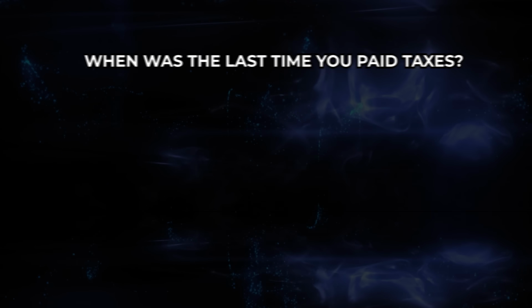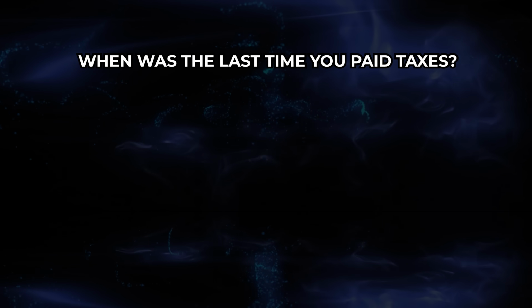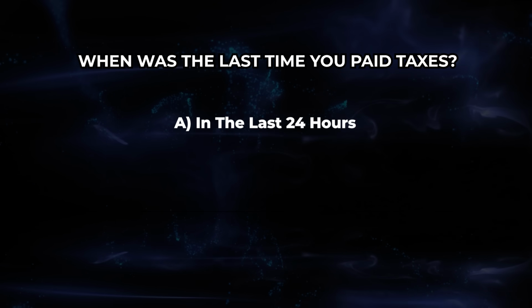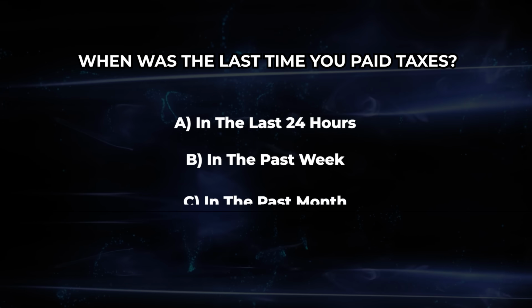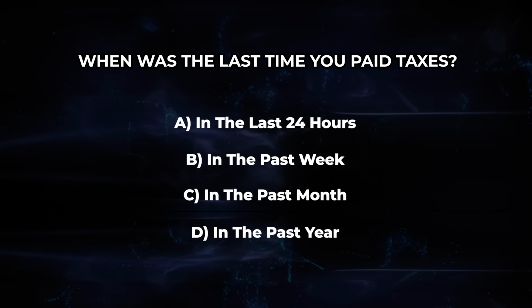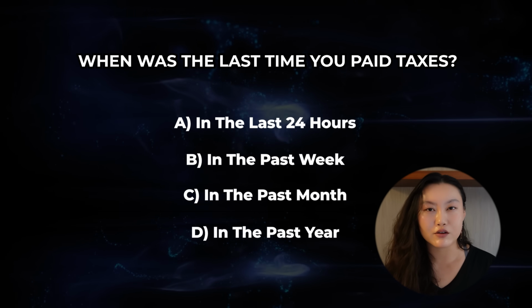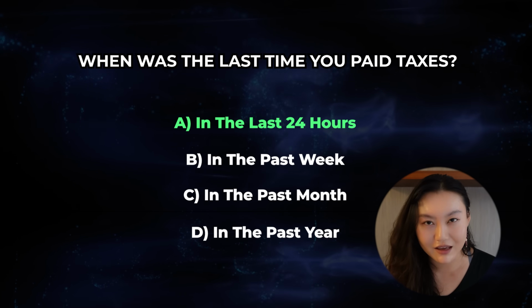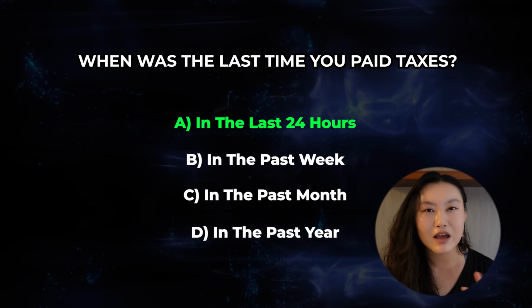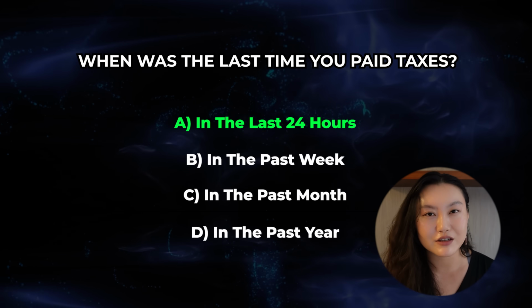Okay, now let's do a fun exercise. Answer the question. When was the last time that you paid taxes? A, in the last 24 hours. B, in the past week. C, in the past month. Or D, in the past year. I would hope the majority of you probably should have chosen A, in the last 24 hours. Whether you have bought anything in the last 24 hours, you should have picked A.